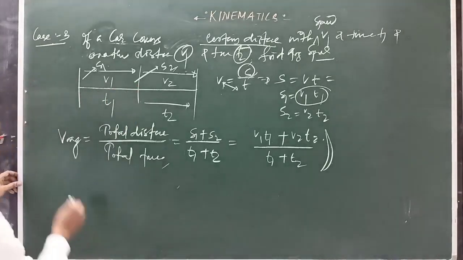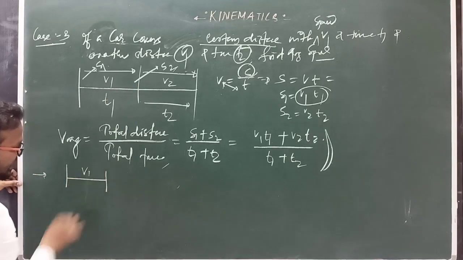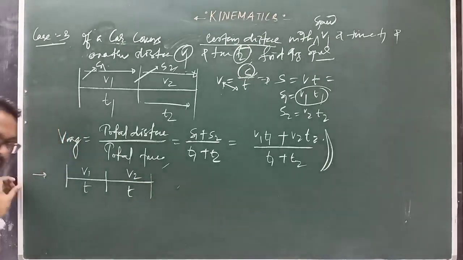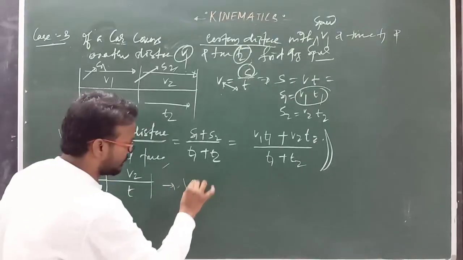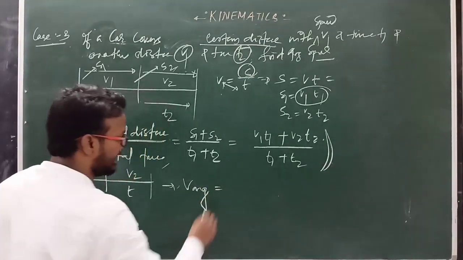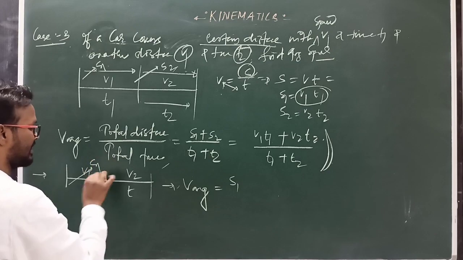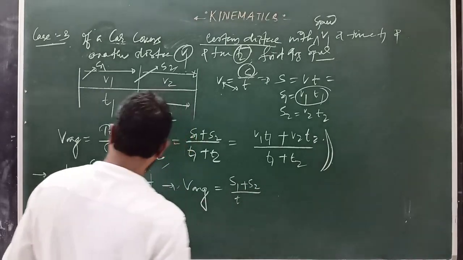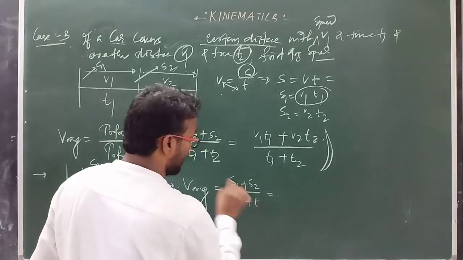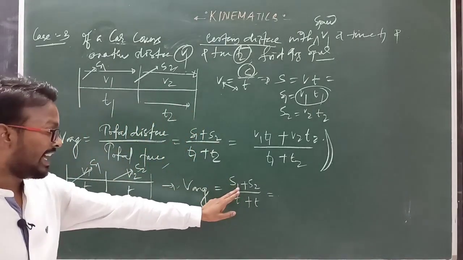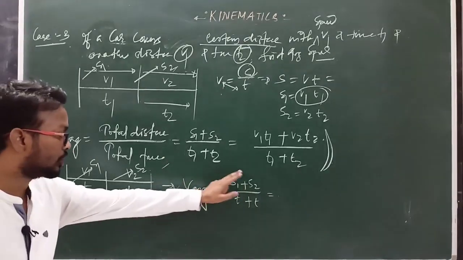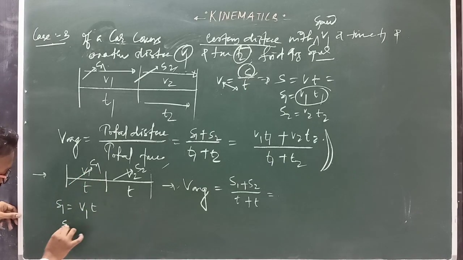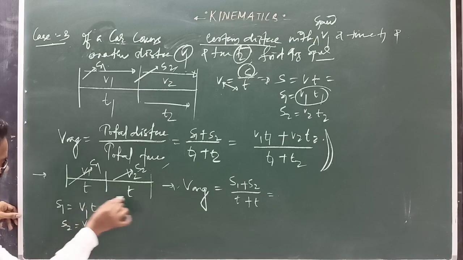Clear? If you change this question, suppose a particle covers a certain distance with speed v1 and time t, and another certain distance with speed v2 and the same time interval t. Then in this case find the average speed. So here the average speed can be written as total distance, suppose this distance is s1 and this distance is s2, so s1 plus s2 divided by total time, here t plus t. But s is an unknown quantity, so first we have to convert it to known quantities. So s1 equal to v1 into t, and s2 equal to v2 into t, because t is constant here.